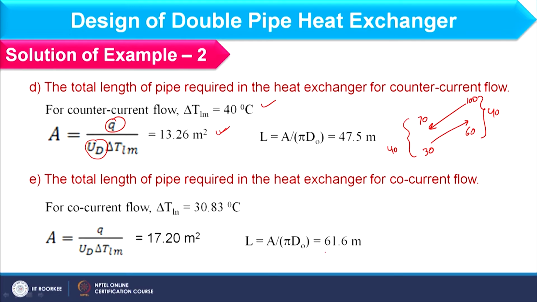In the similar line, we can further calculate the total length of the heat exchanger, which should be the heat transfer area divided by circumference. Okay. So, which circumference should I consider? I should consider the outer circumference. Okay. So, that area we have already calculated, D naught you already know. So, 47.5 meter is the total length of heat exchanger we can obtain for counter current flow.